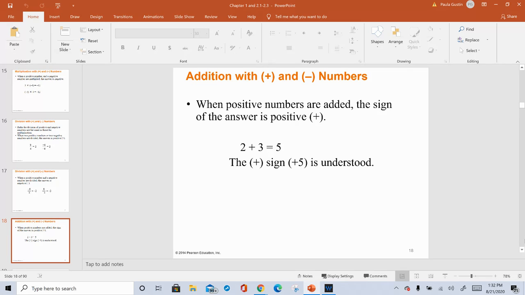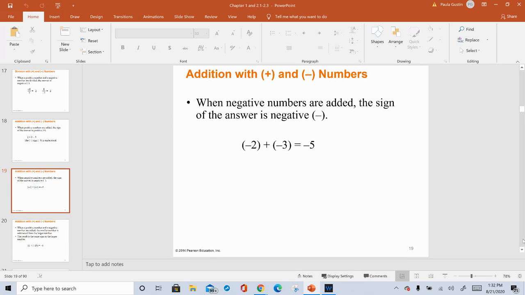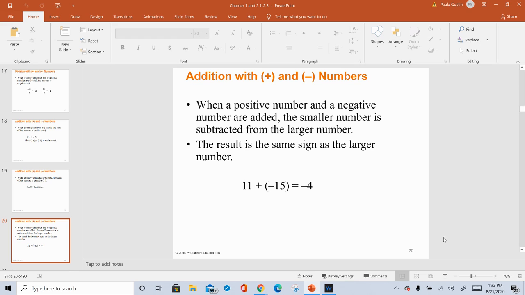Okay, so addition with positive and negative numbers. 2 plus 3 is 5. Negative 2 plus negative 3, you're getting more negative, so that goes to negative 5. And then if you have 11 plus a negative 15, that's like subtracting 15 from 11, so you get a negative 4.